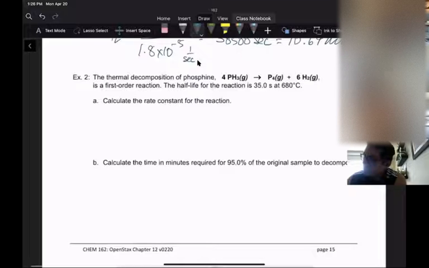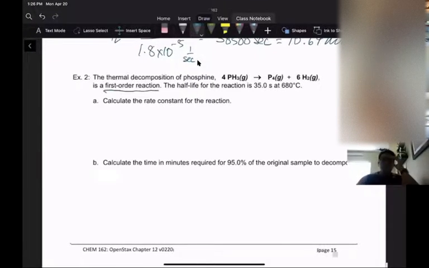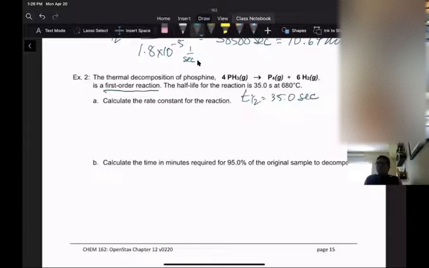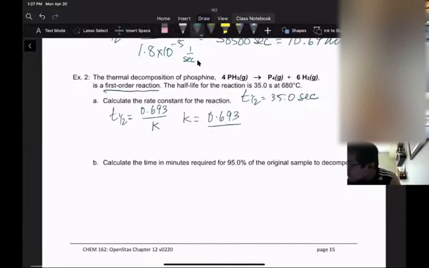Here we have, this is a first order reaction, and we have our half-life, 35 seconds. And it's just one temperature given. So we're just gonna work at that temperature. In this case, the temperature essentially doesn't come into the calculation because it's not changing. So we look for that first order half-life.